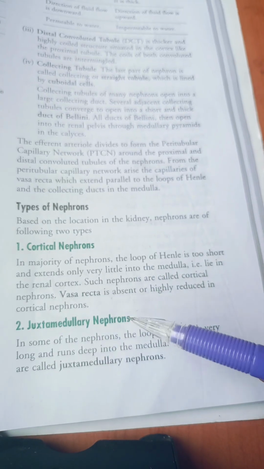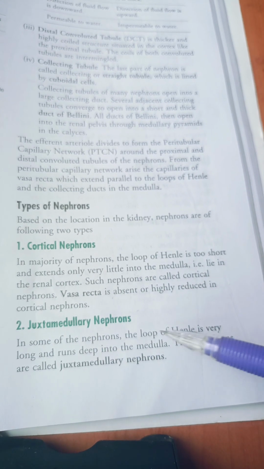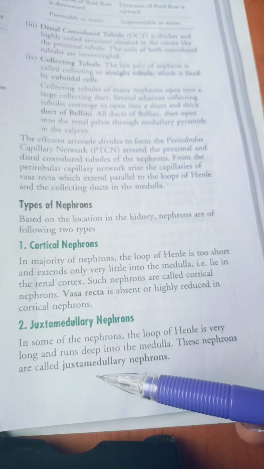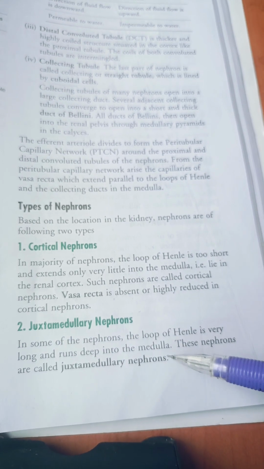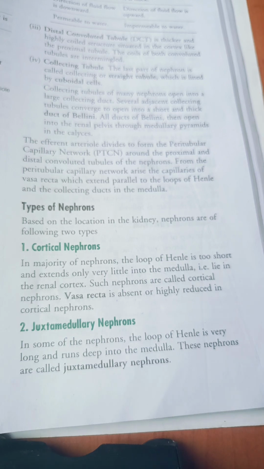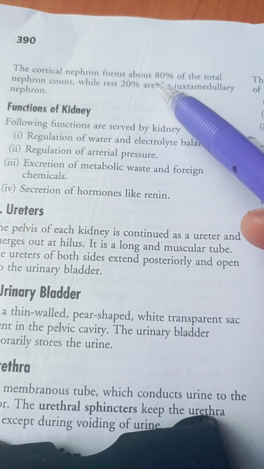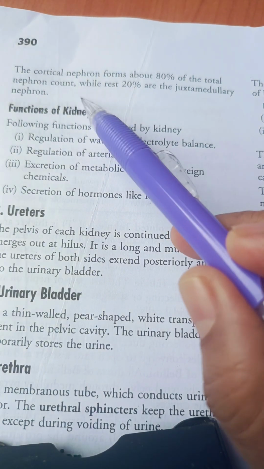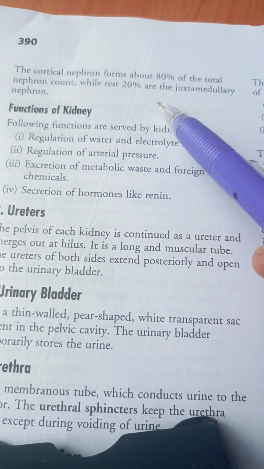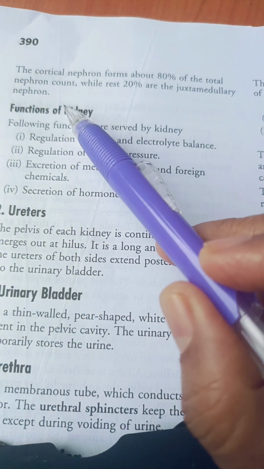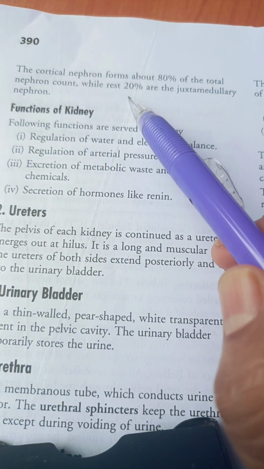Then come juxtamedullary nephrons. In some nephrons, the loop of Henle is very long and runs deep into the medulla. These nephrons are called juxtamedullary nephrons. The cortical nephrons form about 80% of the total nephron count, while the rest 20% are juxtamedullary nephrons. Cortical 80 and juxta 20.